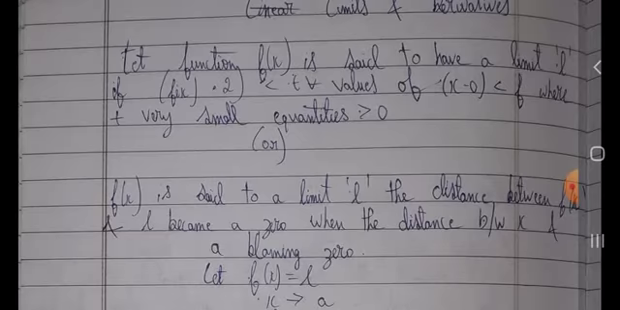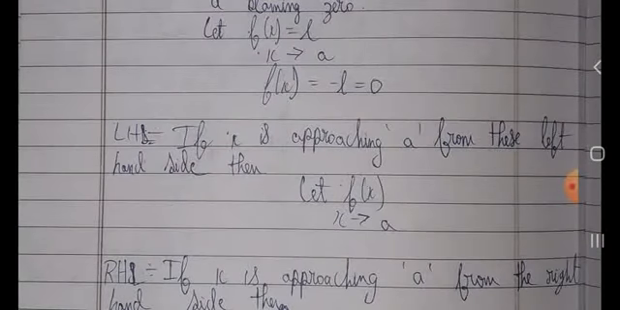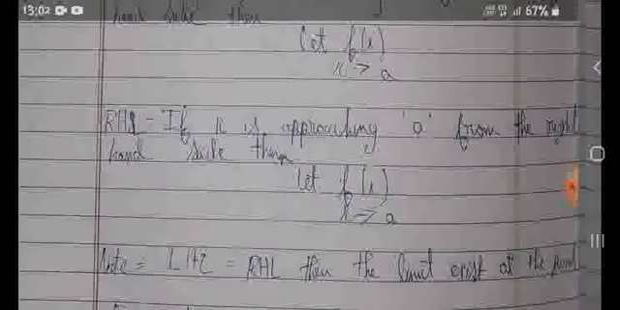f(x) is equal to L, so x is equal to a, so therefore f(x) minus L is equal to 0. If x is approaching a from the left hand side, then let f(x) be a, and if x is approaching a from the right hand side, then let f(x) be x minus a. It will be x will be a.